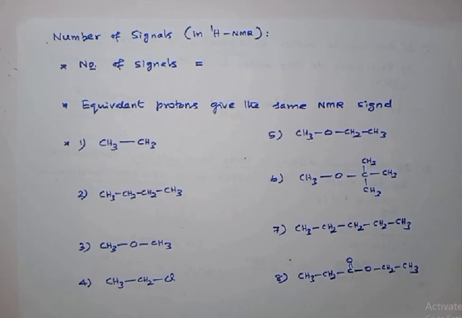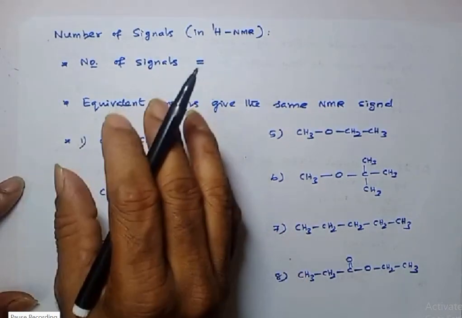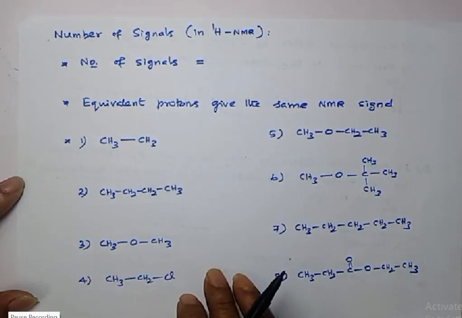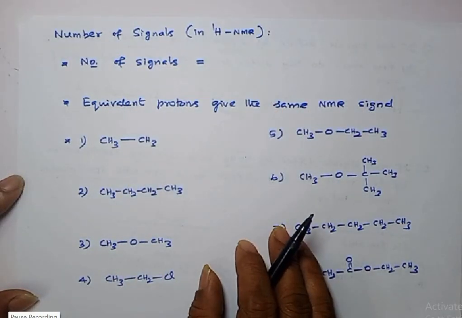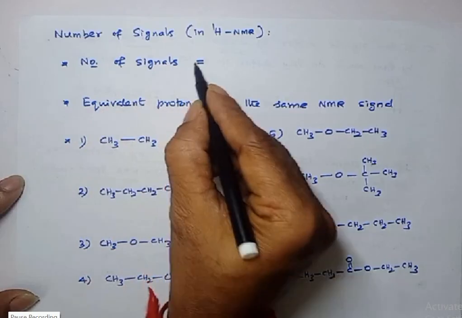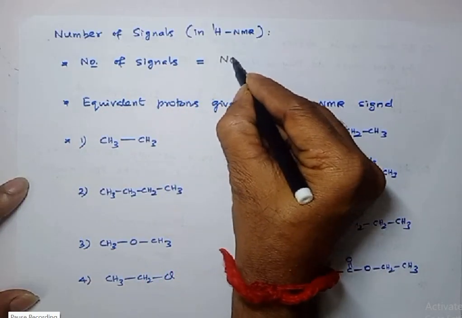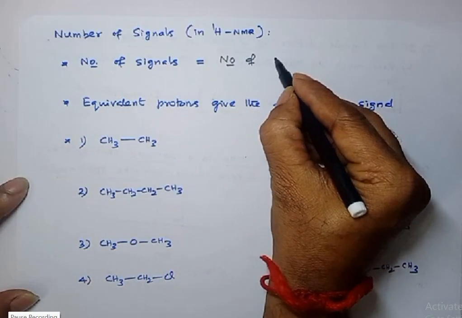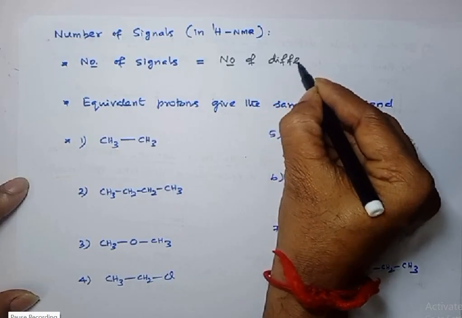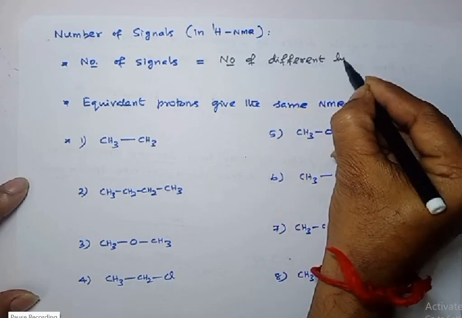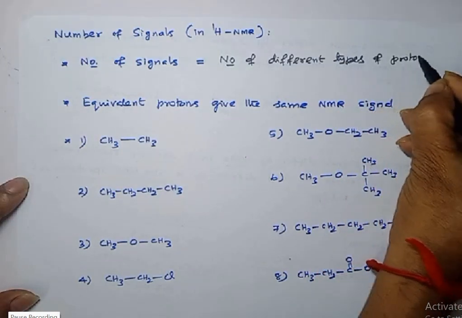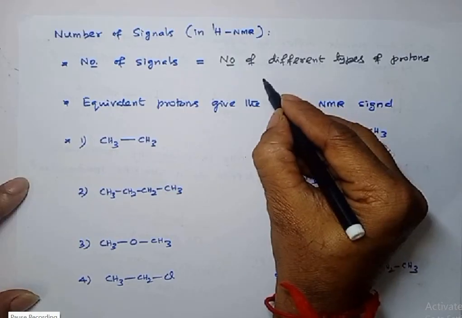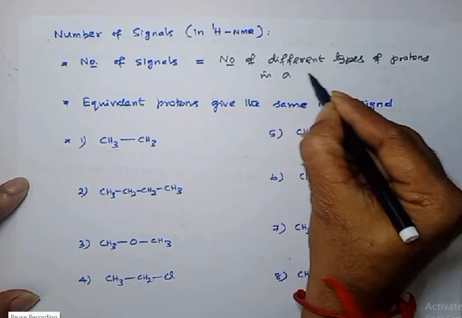Our next goal is to find the number of signals for a given compound in a proton NMR spectrum. If a compound is given, how many signals do we get? See, the number of signals is equal to the number of different types of protons present in a compound.